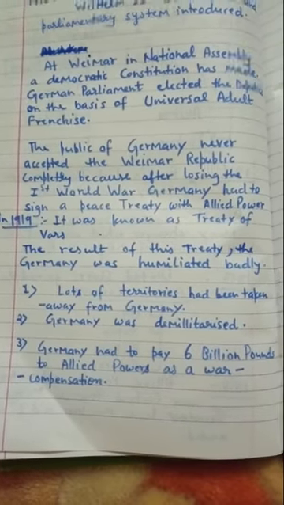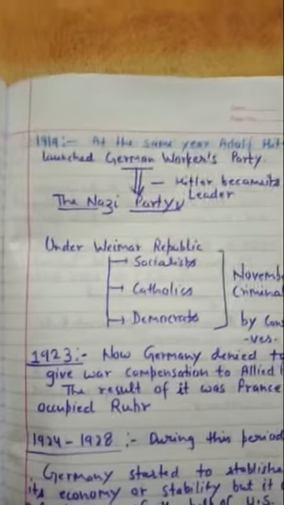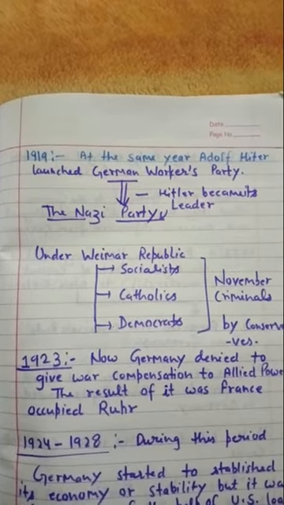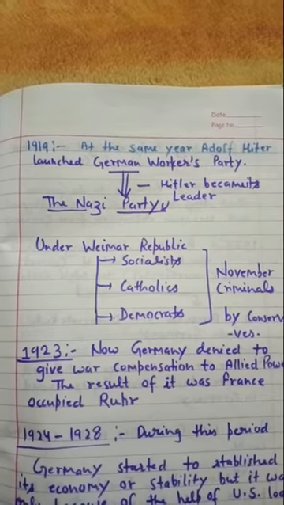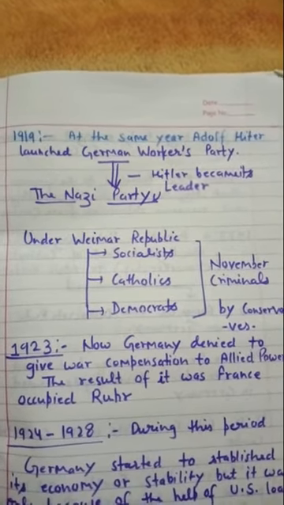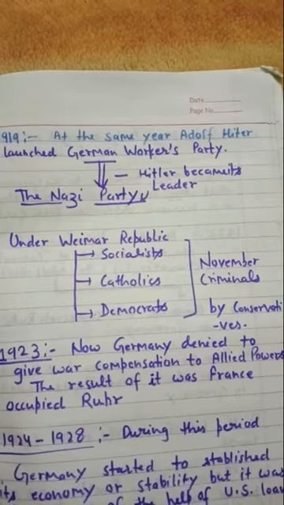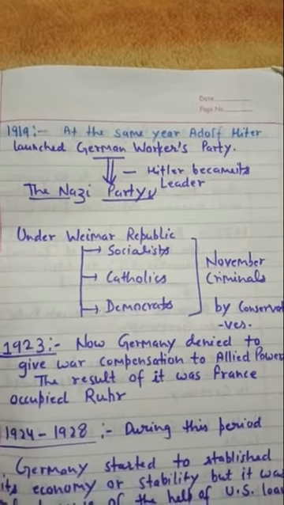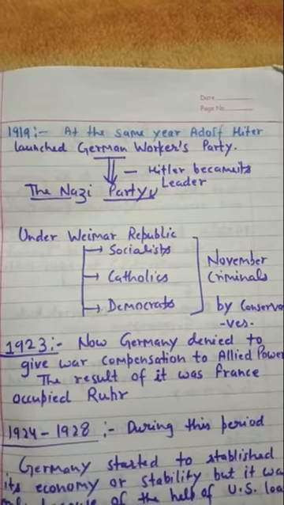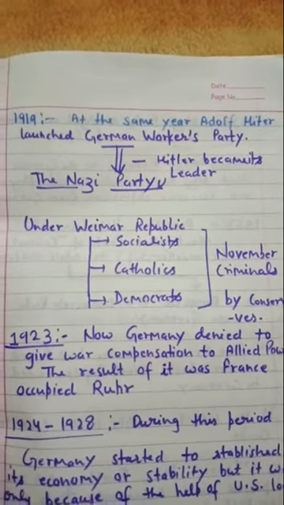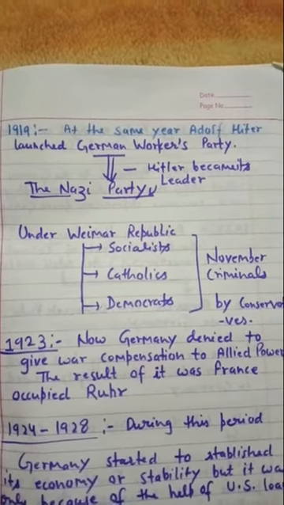Now, in 1919, at the same time, Adolf Hitler launched the German Workers' Party in Germany, and later Hitler became its main leader, and the name of the party was changed from German Workers' Party to the Nazi Party. Hitler was the main leader of this Nazi Party.